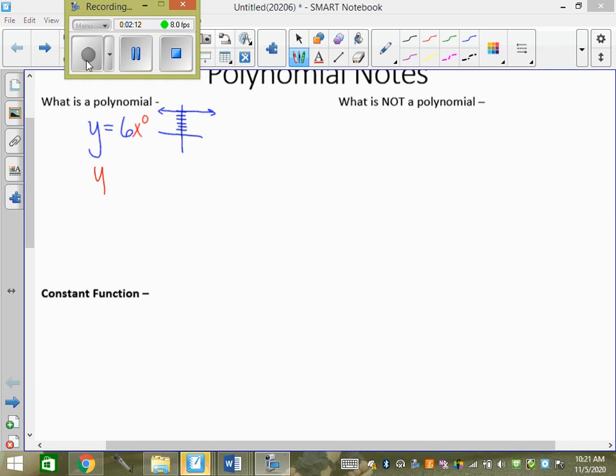We could also have a linear, like 3x plus 6. Well, this is an x to the 1, and this is technically an x to the 0. Do you agree? We could have y equals 6x squared plus 2x plus 4. Well, that's an x to the 2, this is an x to the 1, this is an x to the 0, technically, our constant. Or I could have a cubic. Y equals negative 3x cubed plus 6x squared minus 4x plus 7. 3, 2, 1, and 0 still, right?